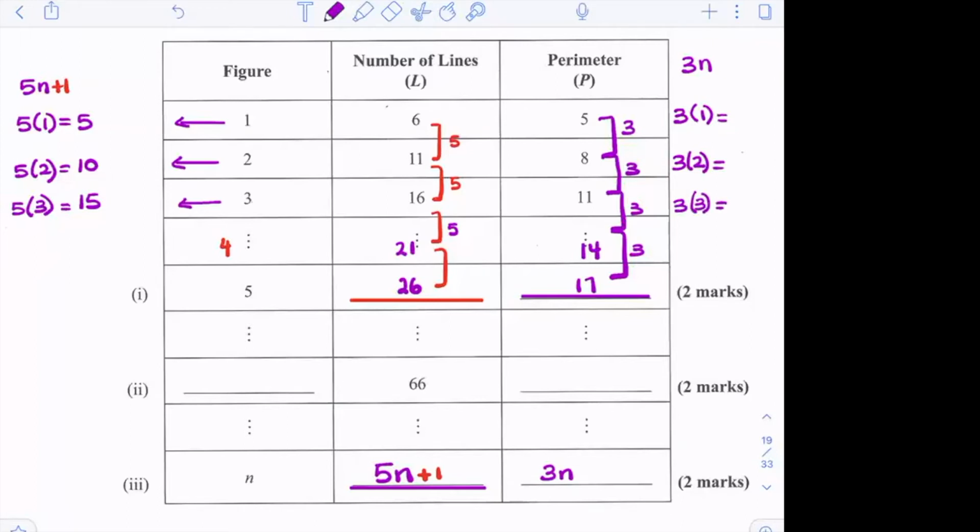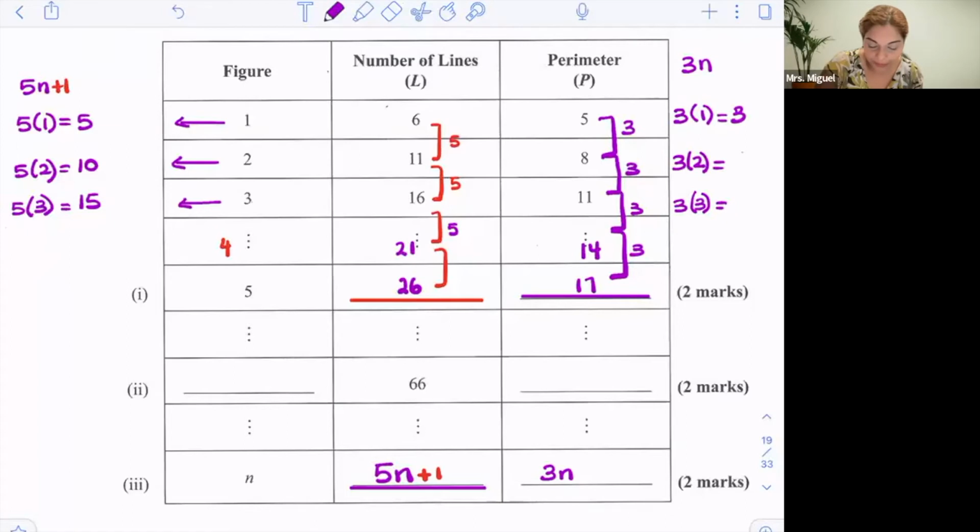3n plus... 3 multiplied by 1 is 3. 3 multiplied by 2 is 6. 3 multiplied by 3 is 9. But I want to get 5 from 3, and I want to get 8 from 6, and I want to get 11 from 9. How much do I add? Plus 2. Very good. Thank you. So I need to add 2. So my formula becomes 3n plus 2.